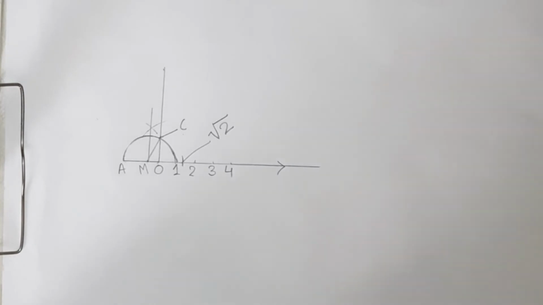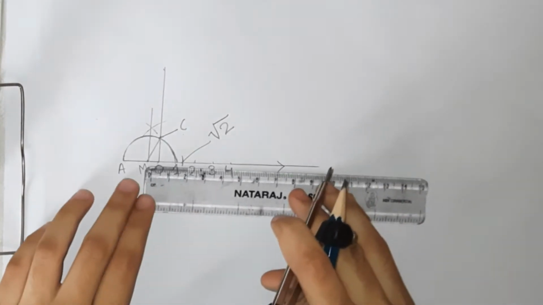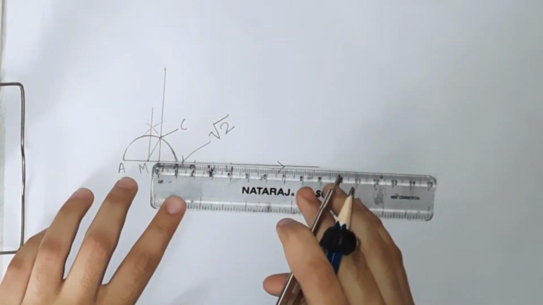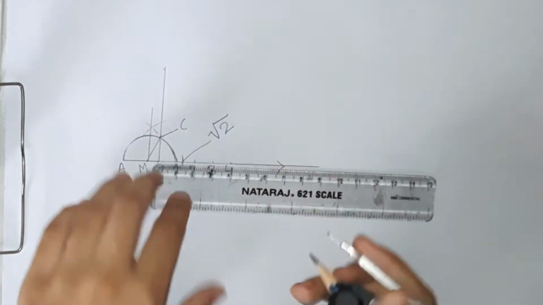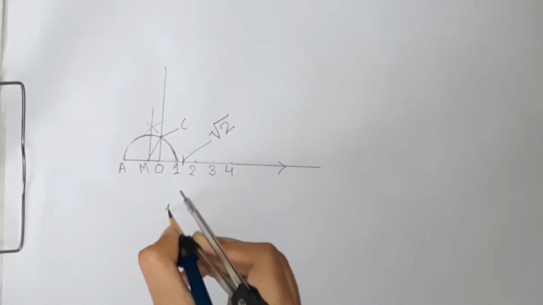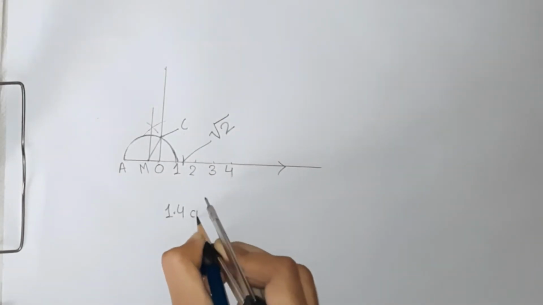Now we will measure this root 2. What is the measurement of root 2? The measurement of root 2 is 1.4 centimeter.